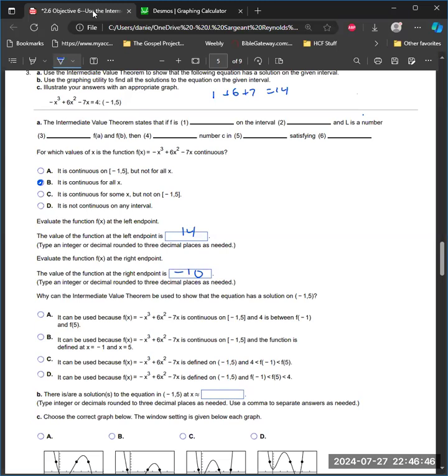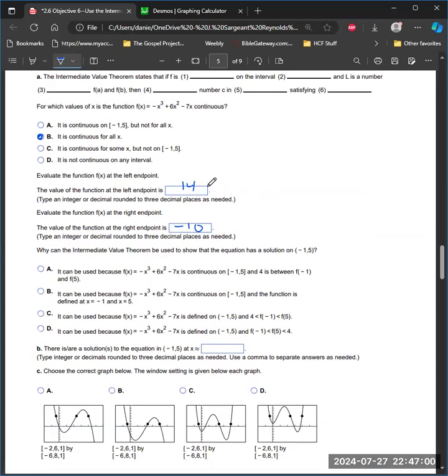All right, 0 is between there, but we're actually interested in where it is equal to 4. So 4 is between -10 and 14, so that's good. It can be used because 4 is between f of -1 and f of 5, and the function is continuous on the interval from -1 to 5. That's A. All right, let's look at the graph here.